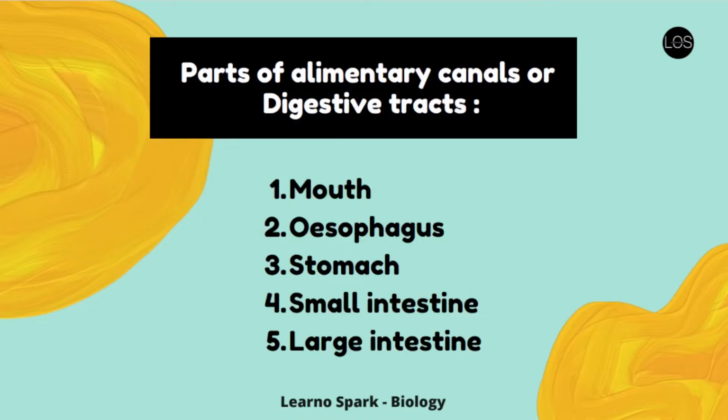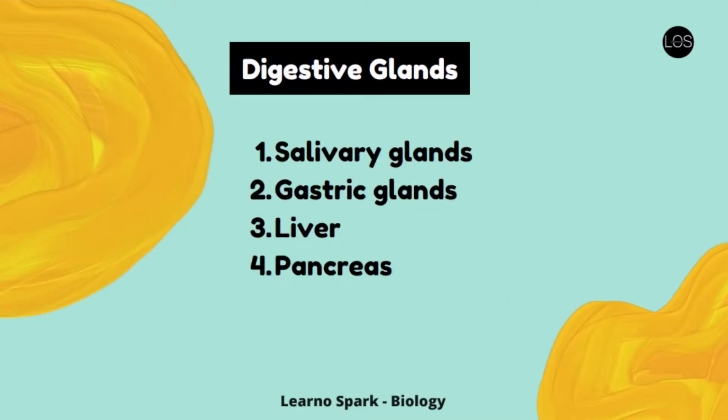Let us see the parts of the alimentary canal or digestive tract. The parts are mouth, esophagus, stomach, small intestine and large intestine. And the parts of the digestive glands are the salivary gland, gastric gland, liver and pancreas.